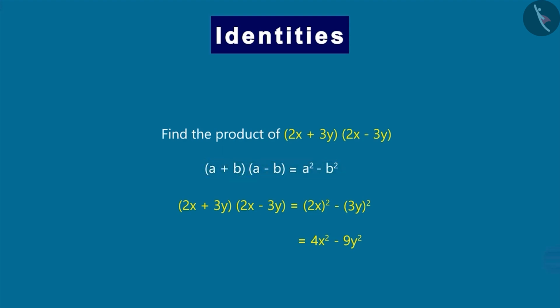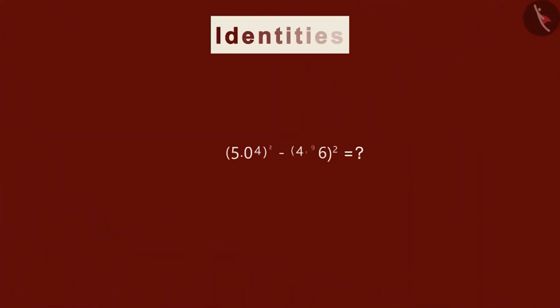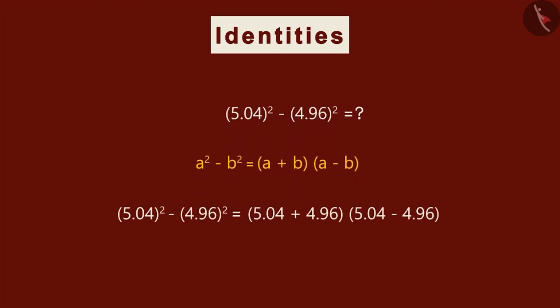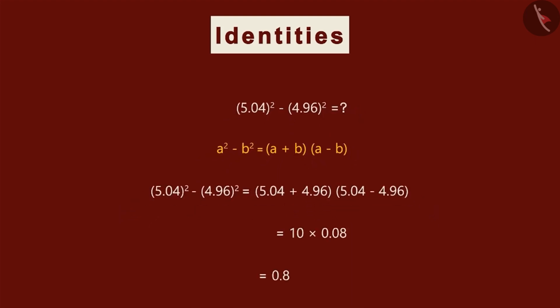Let us move on to the next example. Can you find the value of this? Can we use this identity here? We can see that this is in the form of a square minus b square. Here, a is 5.04 and b is 4.96. So this means this expression will be equal to this. On further simplification, we will get this. So, this is another way of applying this identity.